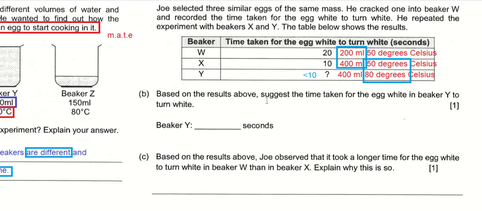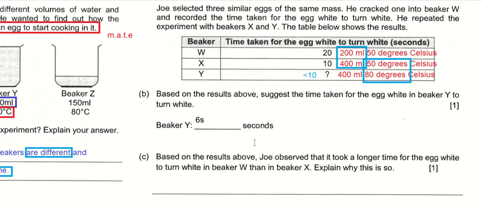So based on the question, suggest a time. Suggest means you can suggest any number that's less than 10. So you can put any number from 1 to 9 seconds, as long as it's not 10 seconds, because X, which has a lower temperature, is 10 seconds. So that means Y could be lesser. Even if you just put a comfortable number like 6 seconds, then you're right.